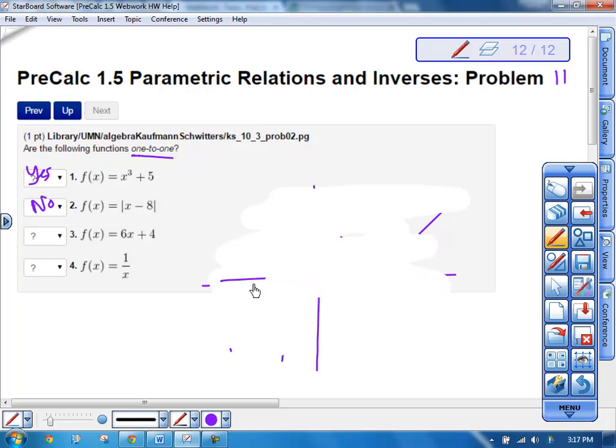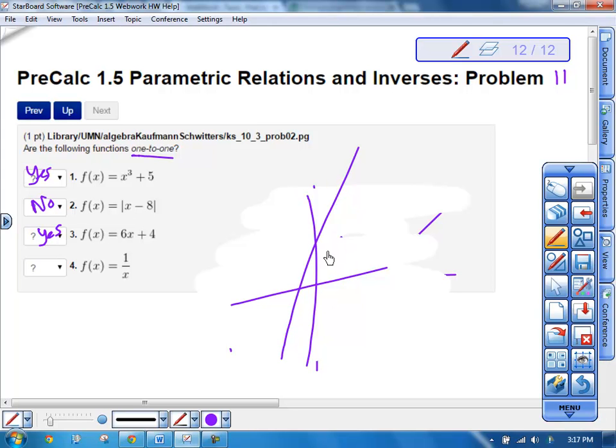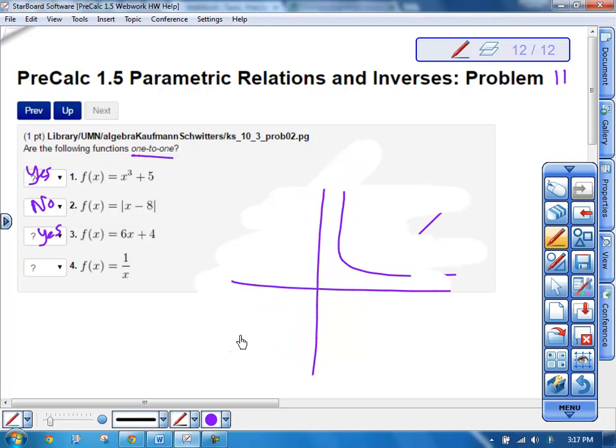Next one's the line. It's shifted up 4, has a slope of 6, so something like that. That does pass the horizontal and vertical line test, both, so its inverse is also a function. And the last one is a hyperbola, where it looks like this, and that does pass the horizontal and vertical line test, so that function is 1-to-1 as well.